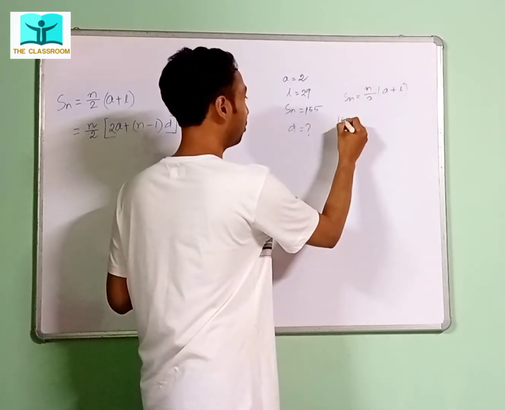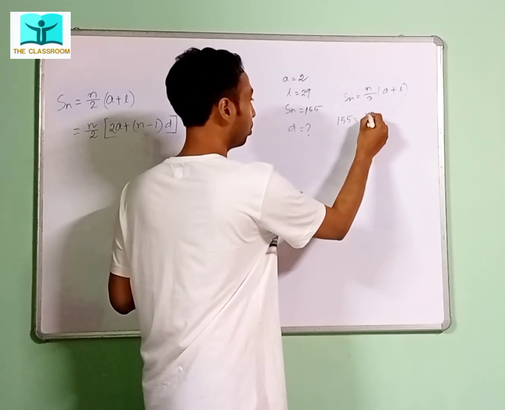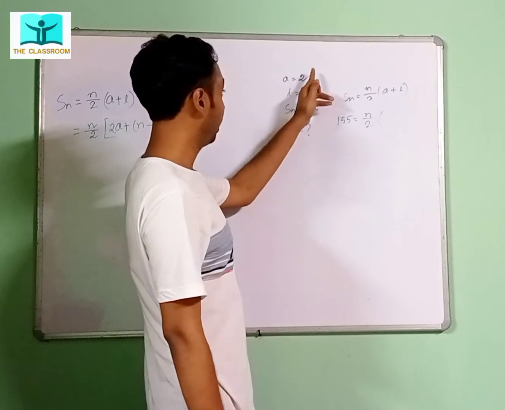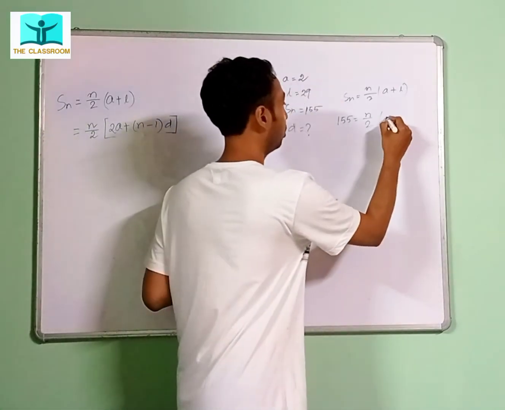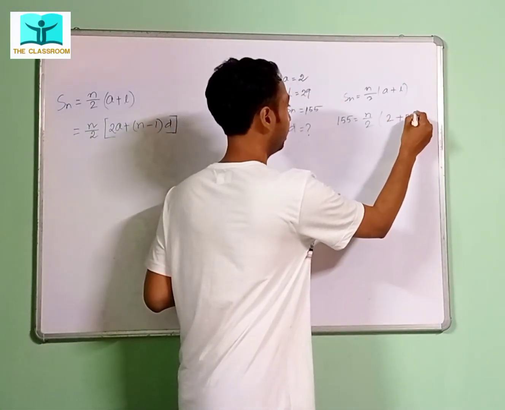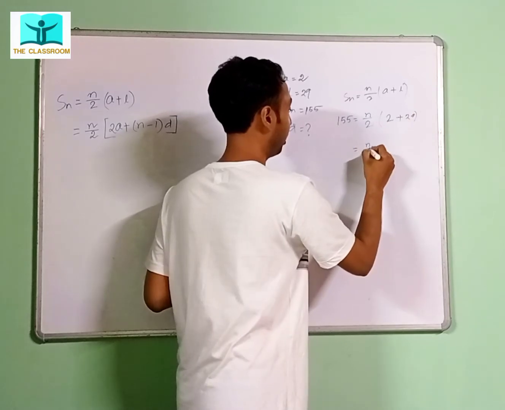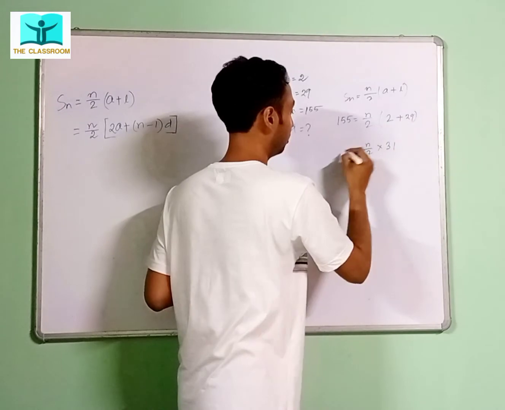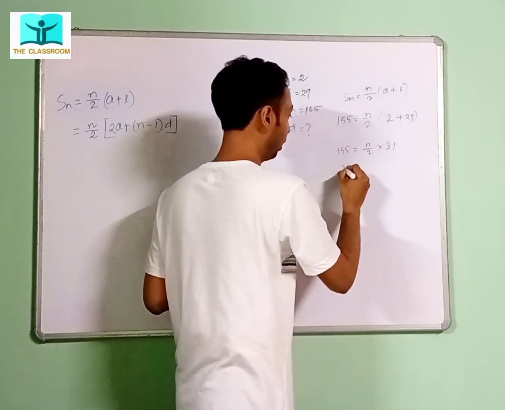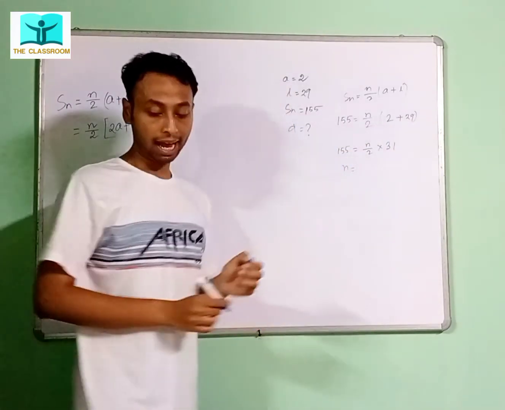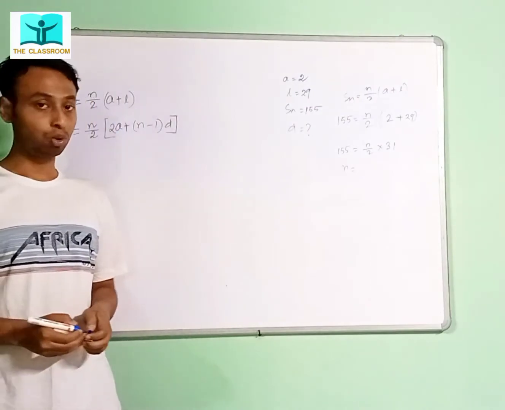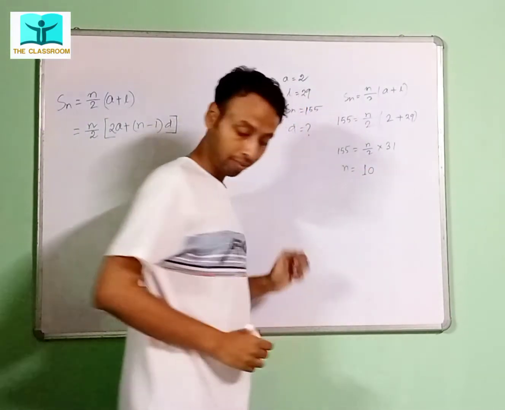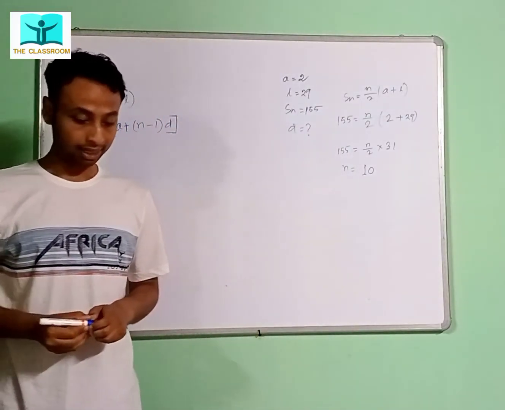Sn equals 155. We don't have the value of n, but I have the values of a and l, that is 2 plus 29. So 155 equals n by 2 into 31. If we calculate this equation, I get n equals 10.